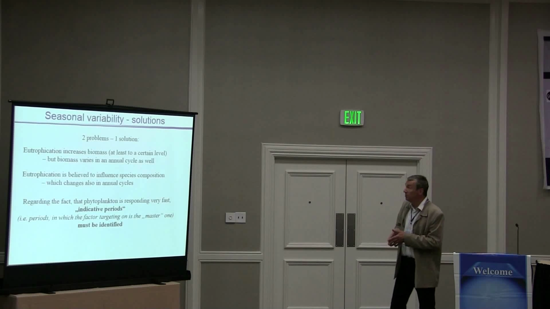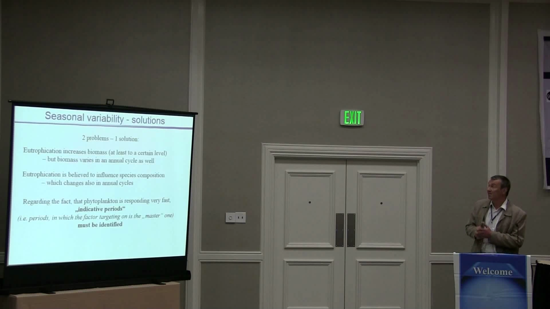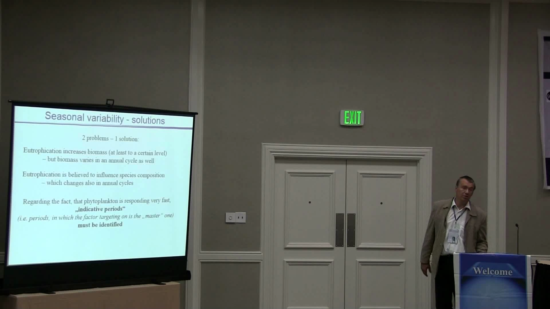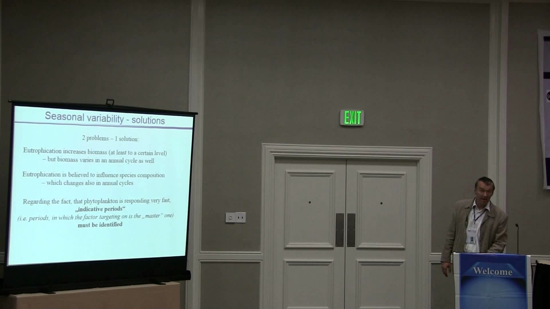We know that eutrophication increases biomass, but biomass varies in an annual cycle as well. How can we use biomass as an indicator if we have such a huge variability? Of course, if we know about the trigger for this biomass seasonality, and it's believed that it is irradiance, then we may relate this to the irradiance. And eutrophication is believed to influence species composition. The EU Water Framework Directive asks specifically for bioindicators, but species composition also changes in annual cycles.